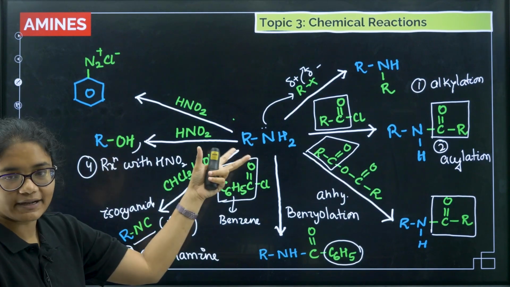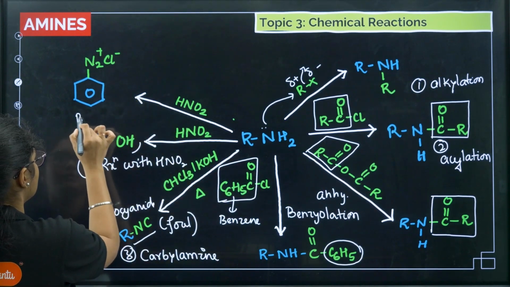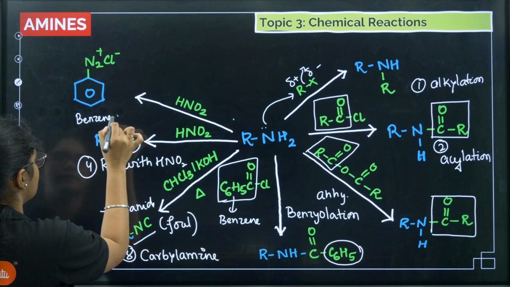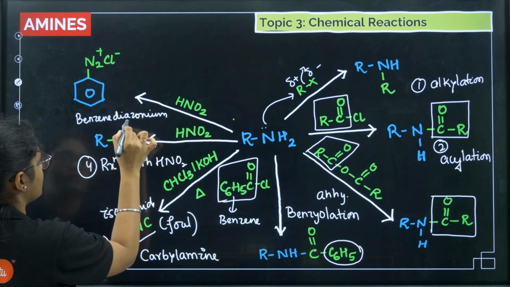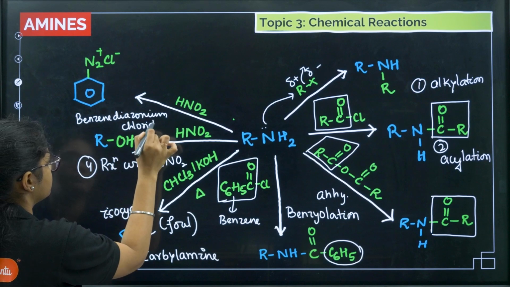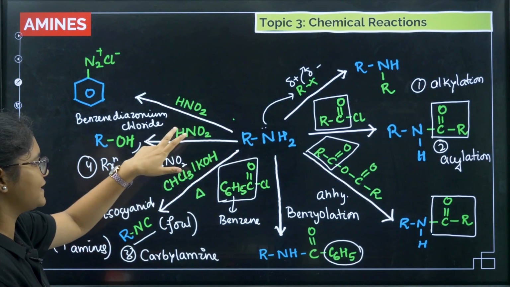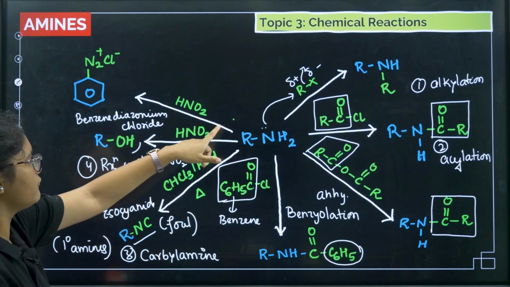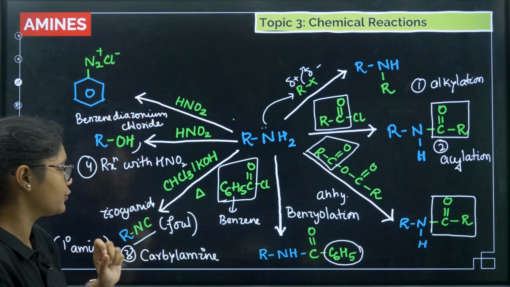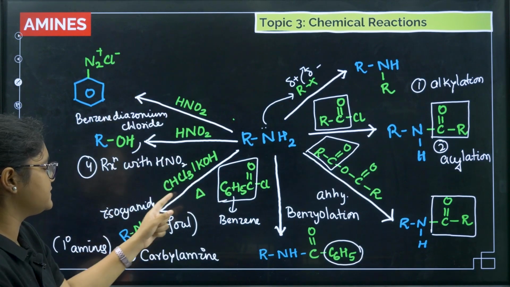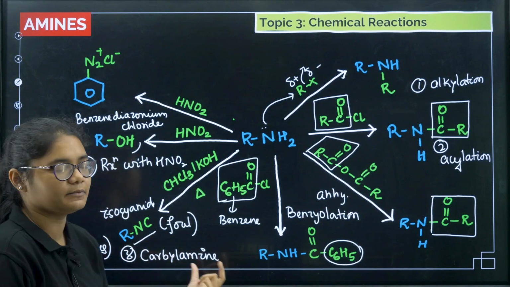But if it is an aromatic amine, means it is aniline, then with HNO2 it will give you benzene diazonium chloride. Clear? So with RNH2 and nitrous acid, aliphatic, you will get alcohol. With HNO2, if it is an aniline, you will get benzene diazonium chloride. Okay. Next you have CHCl3, KOH, heat. If you do this, you will get isocyanide, that is a foul smell, carbylamine reaction.